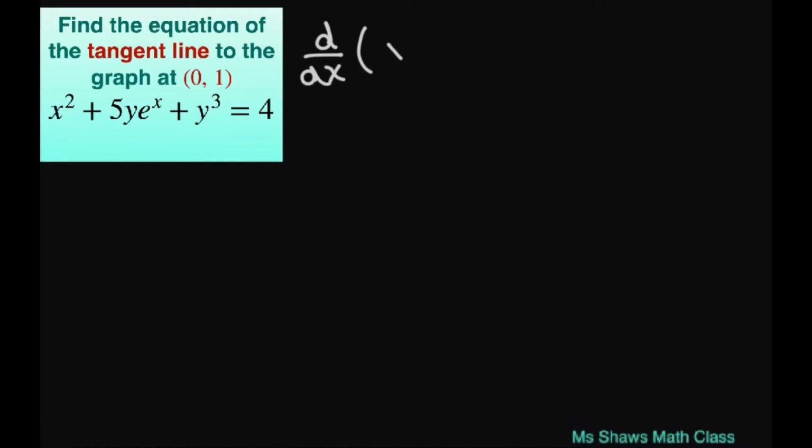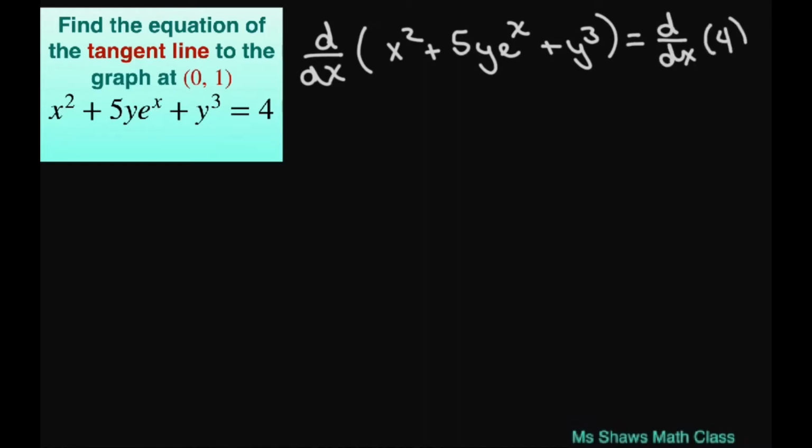So we'll write this, x squared plus 5y e to the power of x plus y cubed, and then also differentiate with respect to x our 4. Now, the right-hand side is just going to equal 0 because 4 is a constant. For the left-hand side, when you differentiate x squared, that's just going to be 2x.